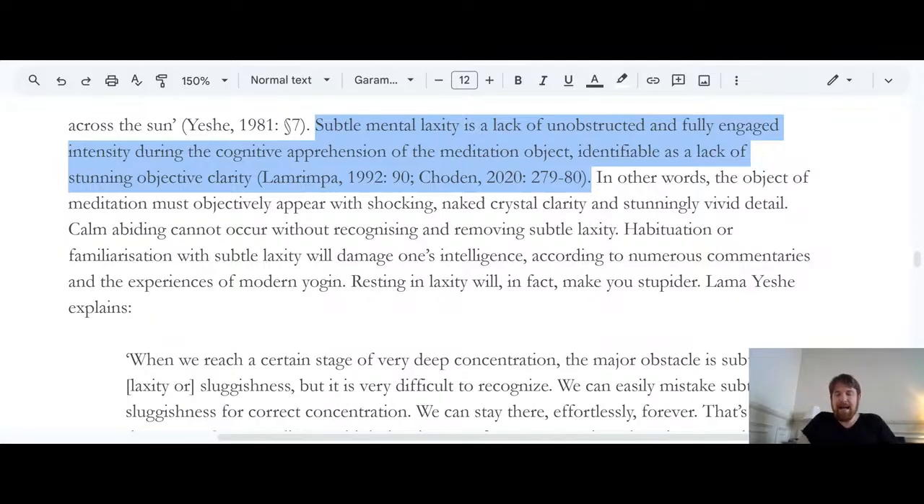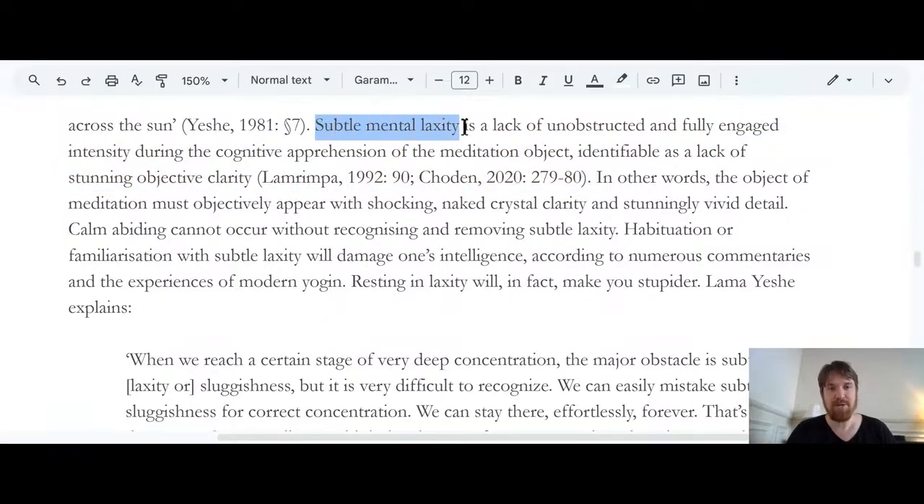So that absolutely crystal clear, fresh, unobstructed, perfect lucidity of mind is what it means to not have subtle mental laxity. All of us, all day long, even in our best moments, generally speaking, still have subtle mental laxity. So this is a quality that you only develop by training in meditation.